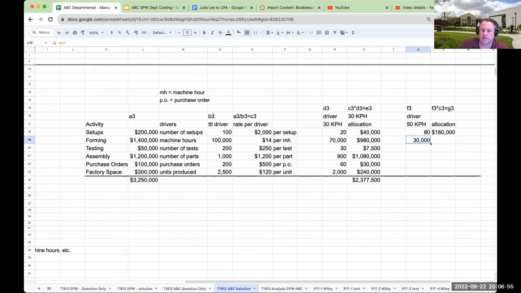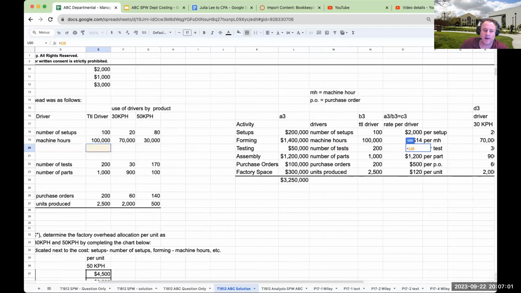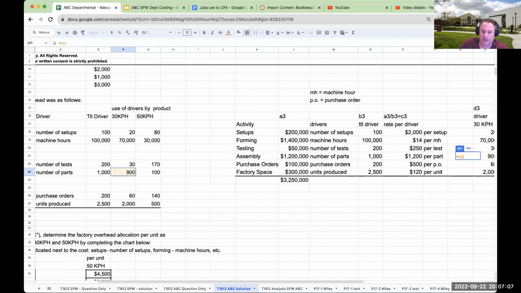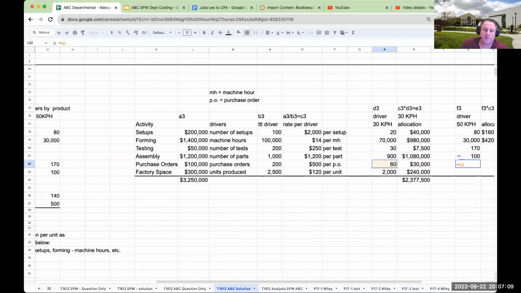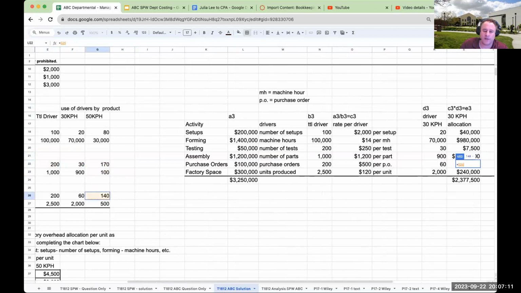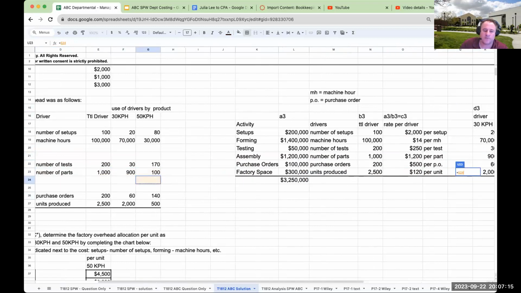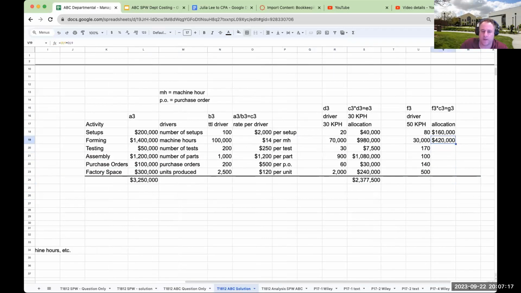Okay. So this will be 30,000 times 14 per machine hour. Over here, the number of tests that I have for 50 kph was 170. The number of parts I had for 50 kph was 100. The number of purchase orders I had for 30 kph was 140. And the factory space based on units produced was 500.